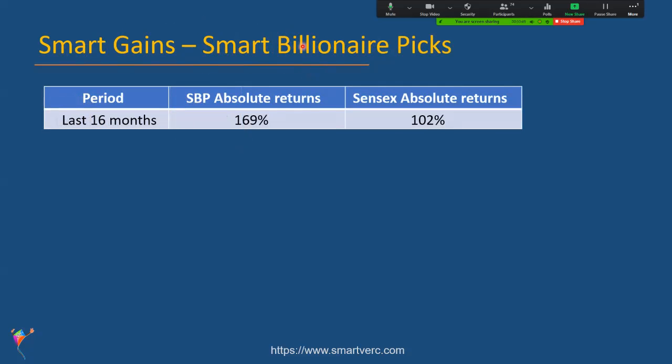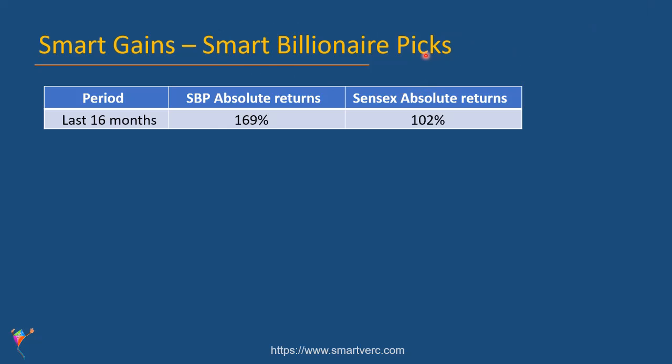Also in Smart Gains, we have SBP, that is Smart Billionaire Picks. Here we need not use XIRR because we are not investing fresh money in SBP. It was a one-time investment of 1 lakh. So here you can use the absolute returns. If it is for 1 year or a little more than 1 year, you can use absolute returns. If it is for more than 2 years, then go for compound returns.